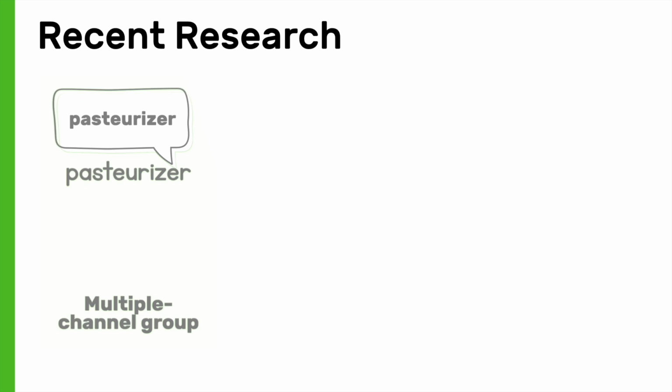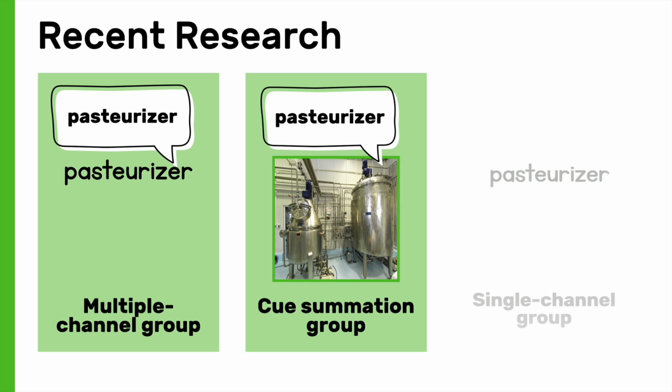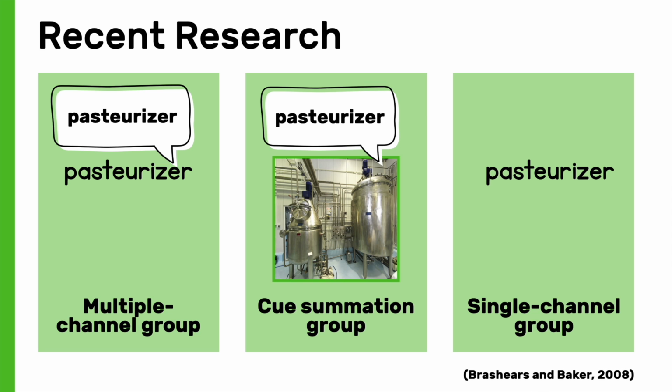More recently, Brashears and Baker found that students who received multiple channel instruction, in this case redundant audio and visual components, scored about as well as students in a cue summation group. Both of those groups scored significantly better than a single-channel group. Interestingly, students who were in the cue summation group reported higher levels of satisfaction with instruction than students in the redundant group. It is worth noting that other researchers still contend that redundancy in cues is not as effective.